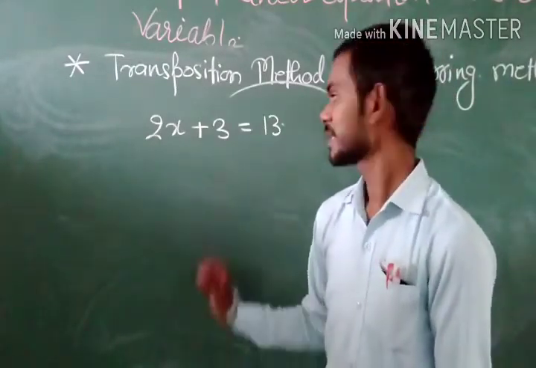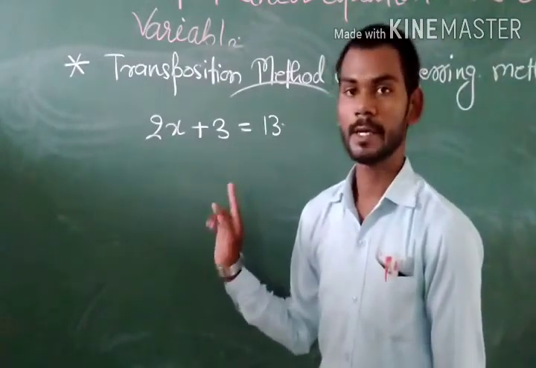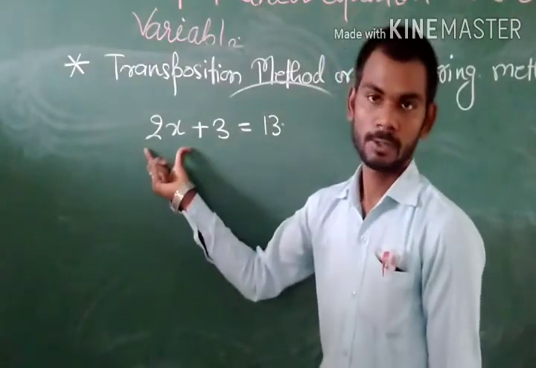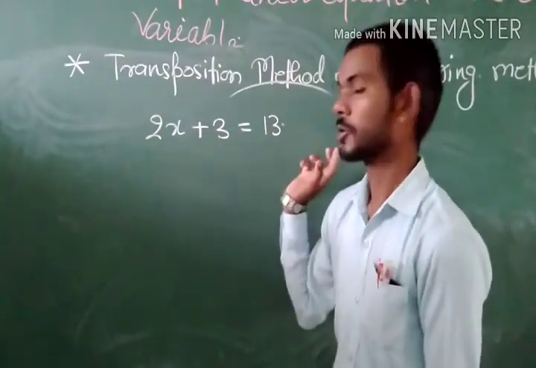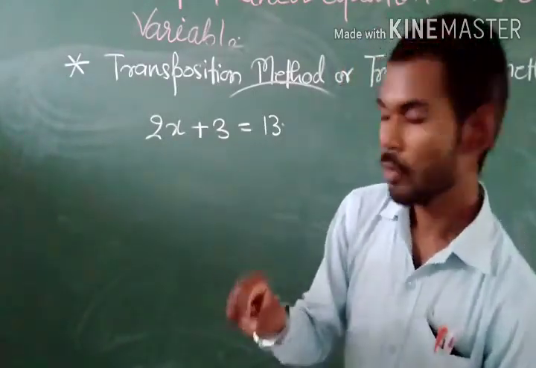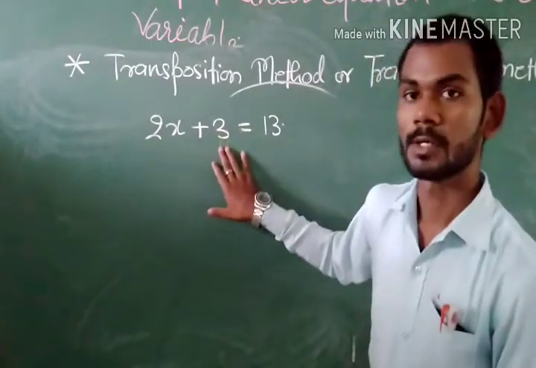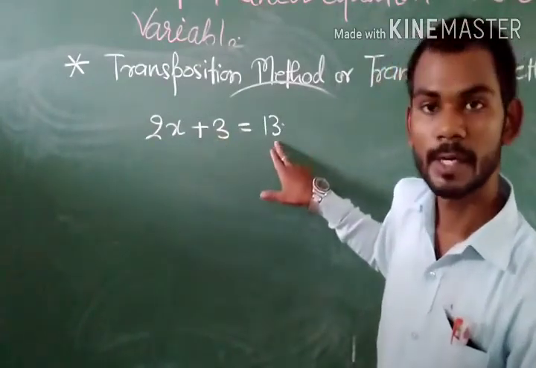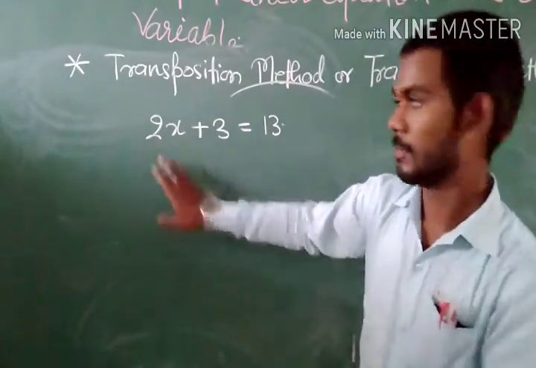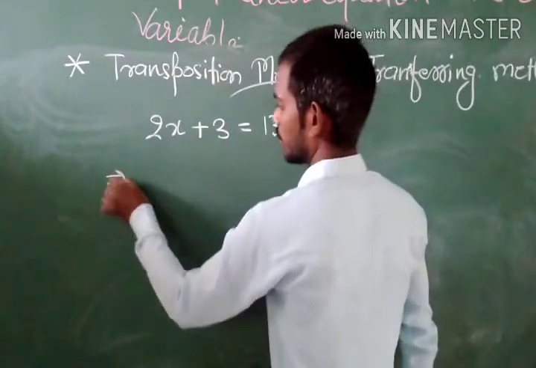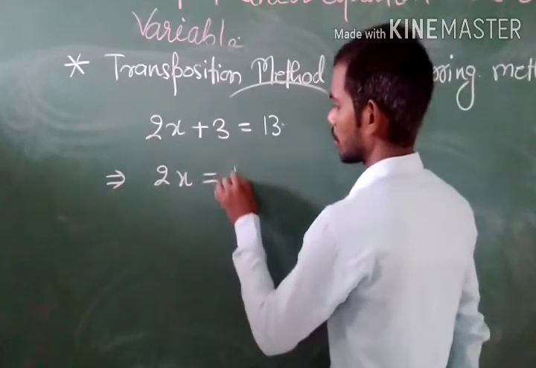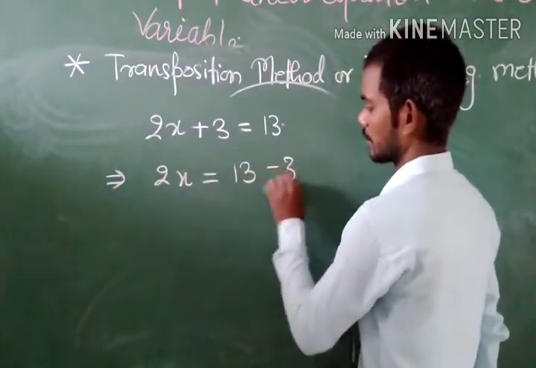Here we can see that in the equation there is only one term which is the variable, that is 2x, and all other terms are constant. So here we need to transfer only the constant term from left hand side to right hand side, and the 2x remains the same. Here we get 2x is equal to 13 minus 3.